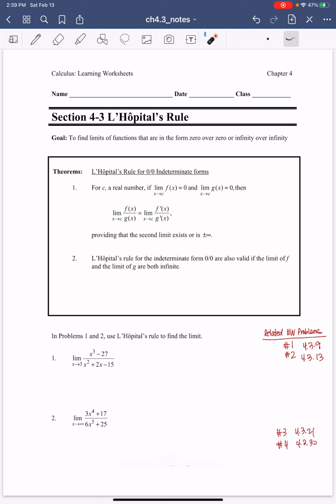Now I'm introducing a new rule called L'Hopital's rule. So whenever, even if you have 0 over 0 or infinity over infinity, you can still find the limit value. So here's the theorem.